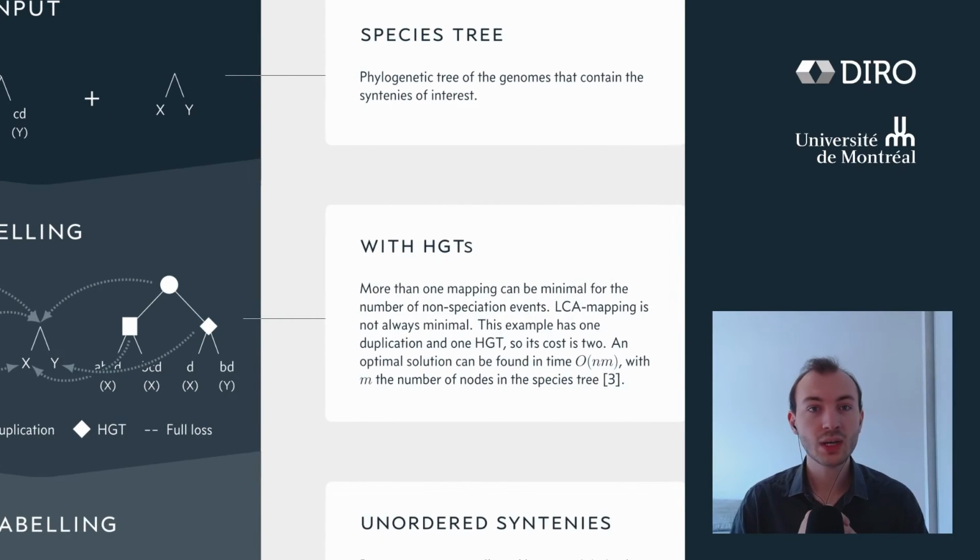Now if we allow HGTs, things get a bit more complicated, because now there may be more than one solution, and LCA mapping is not always even part of this solution set. In the figure on the right is an example of an optimal event labeling. This one has a cost of 2 because it has 1 duplication and 1 HGT. If we want to find solutions, we need to scan all possible mappings. This can be done in time O(nm), where m is the number of nodes in the species tree, using an algorithm from Bansal et al.